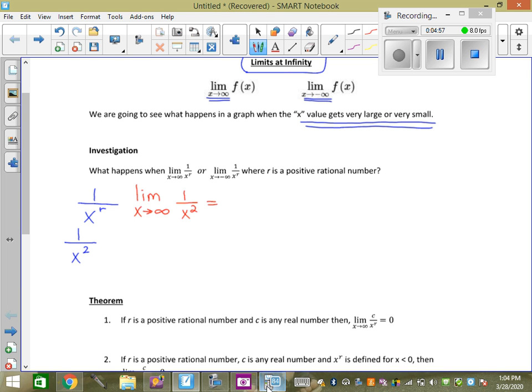So as I approach infinity of 1 over x squared, x cubed, x to the 7, or even if this is a 2 over x squared, or a 3 over x squared, or a 4 over x squared, as x approaches infinity and gets larger and larger and larger, my answer is going to get closer and closer and closer to 0. If I do negative infinity, so let's put that x squared back in.